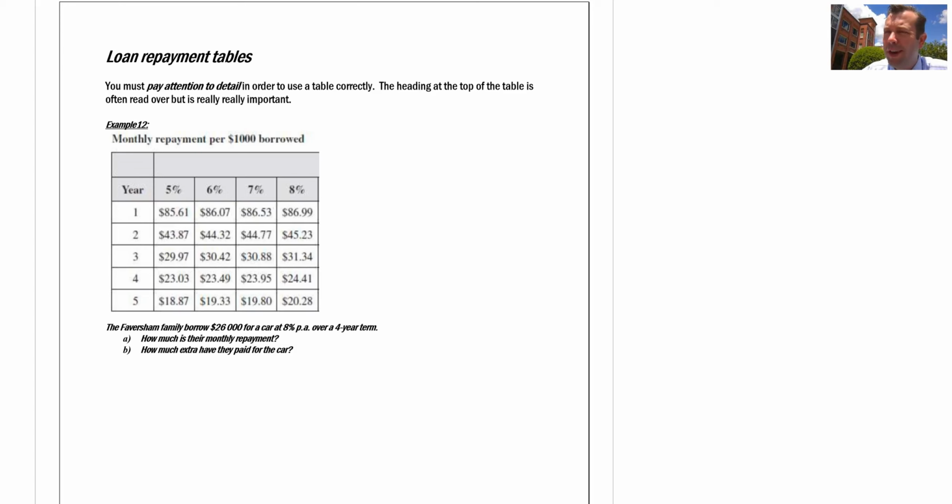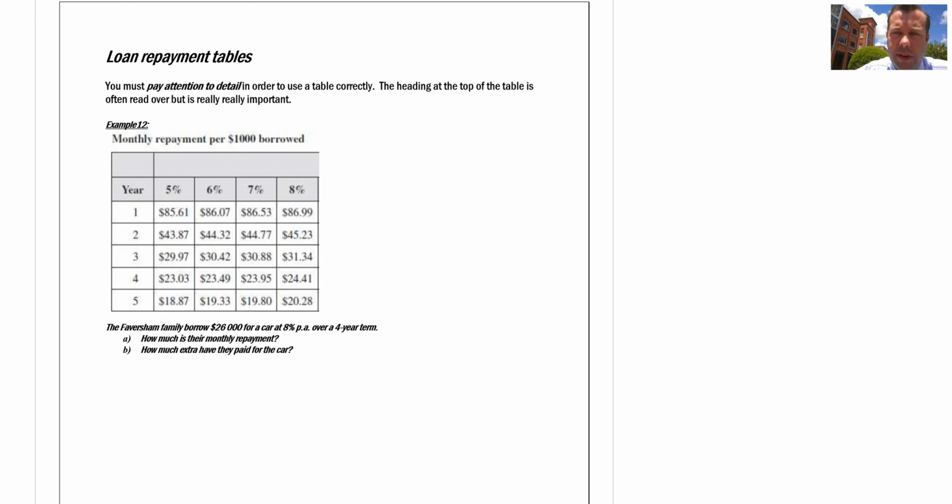Loan repayment tables. Nice, easy one today, really. Look, what you've really got to be careful of is to read the details here. Read the details in the question, but particularly these are going to involve tables. Make sure that you read the description of the table very carefully.